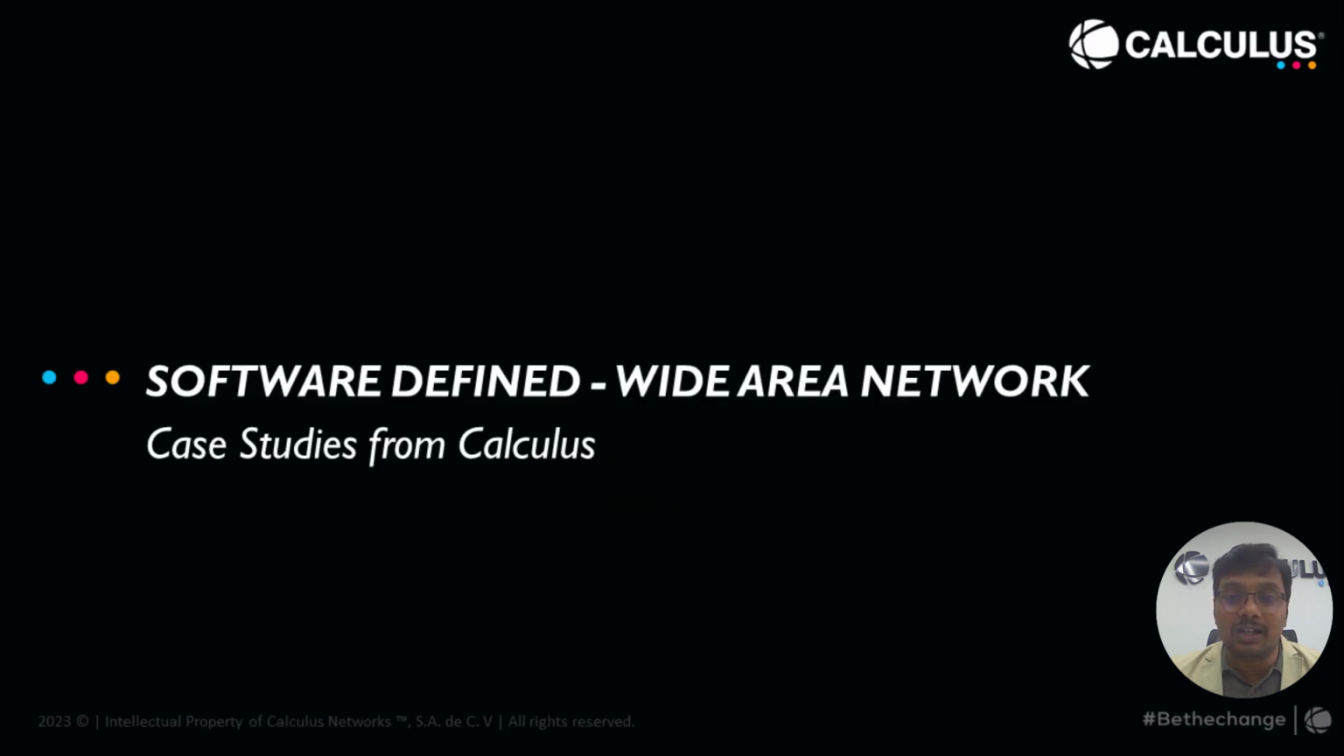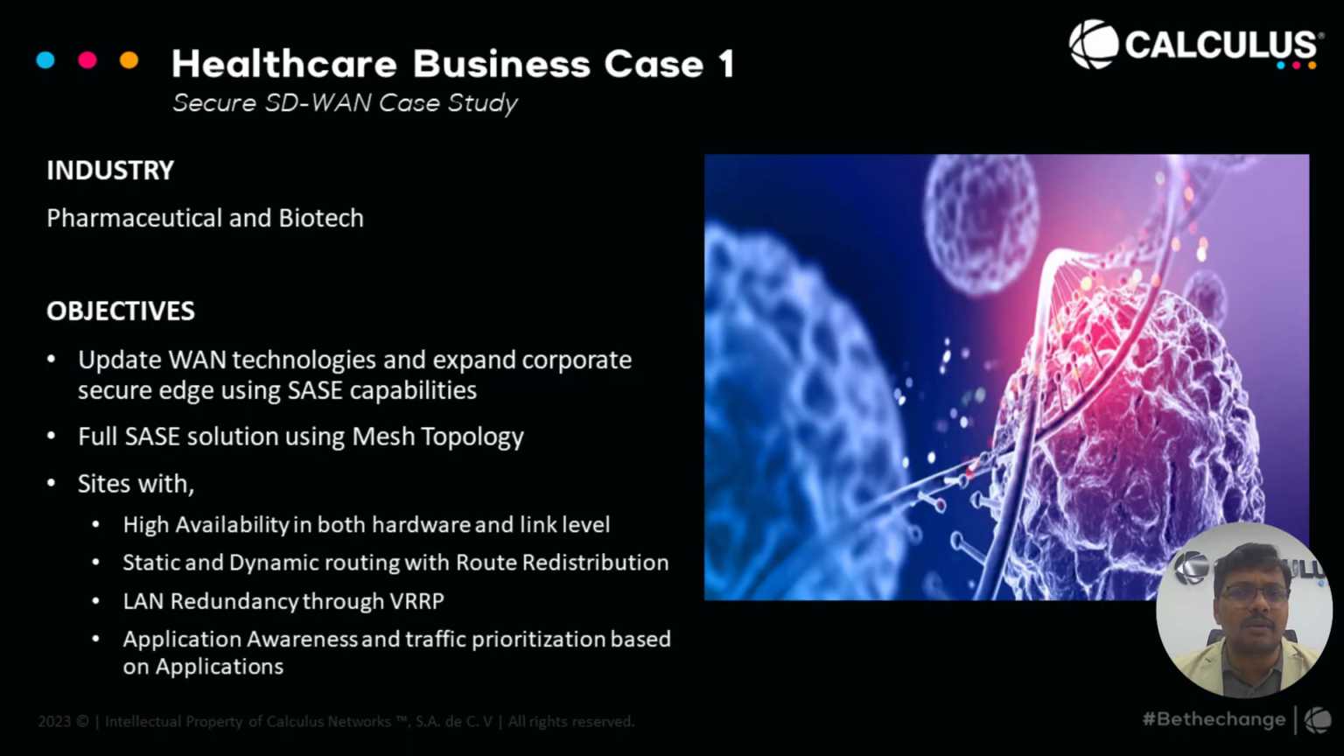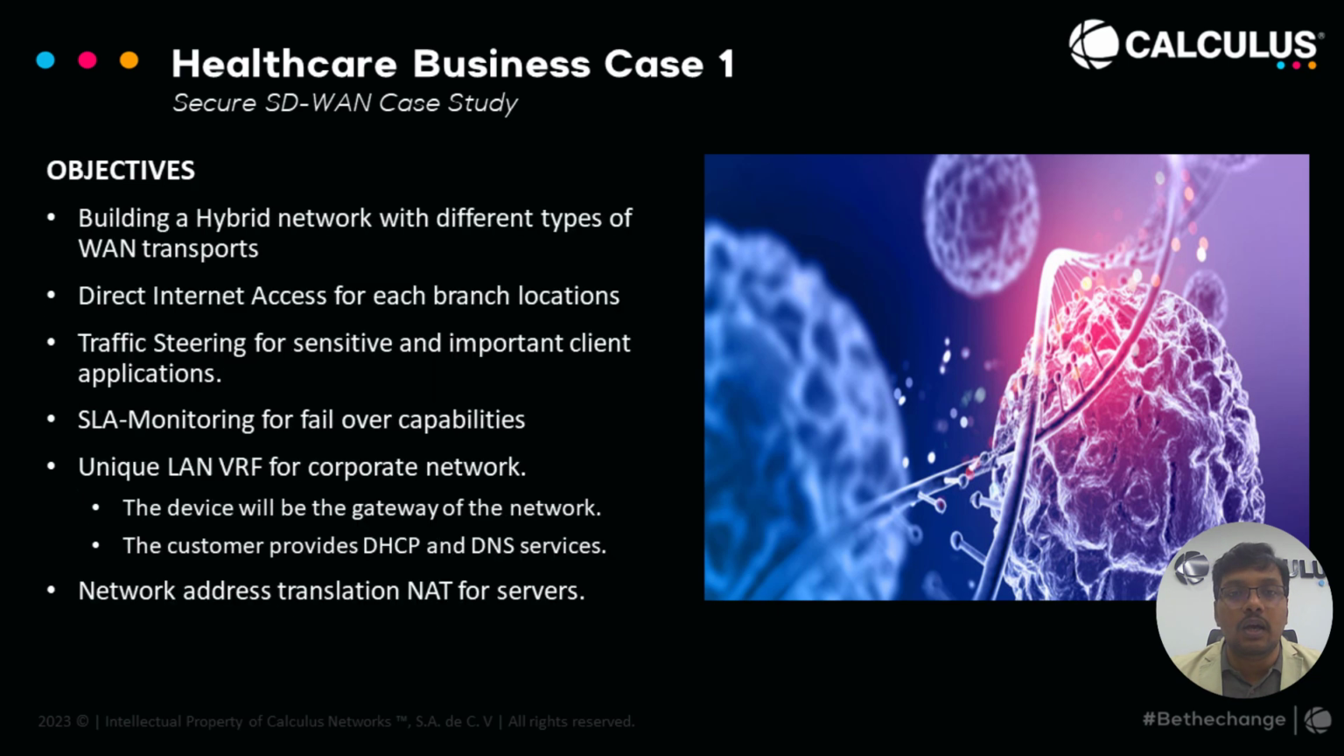Let's have a quick look at Calsoft as an organization, our global experience in deploying SD-WAN and SSE together as well. We are working with a pharma and biotech firm whose objective is to update their WAN technologies with SASE, which is basically SD-WAN plus secure services edge, right? Our team did this, right? They needed HA in both hardware and link level, application awareness and traffic prioritization, hybrid network with different combinations of transport mediums, as we discussed, right?